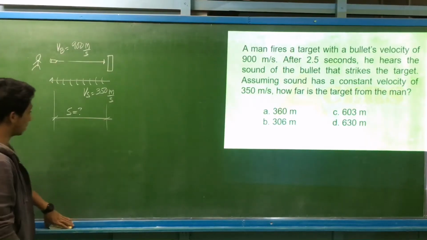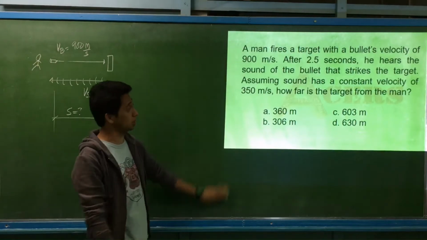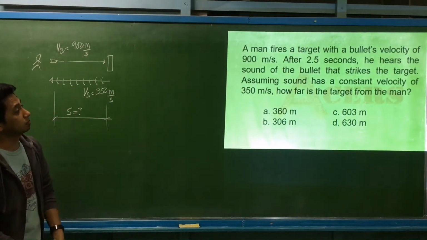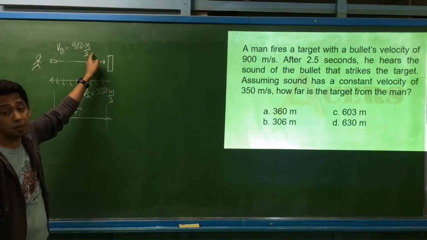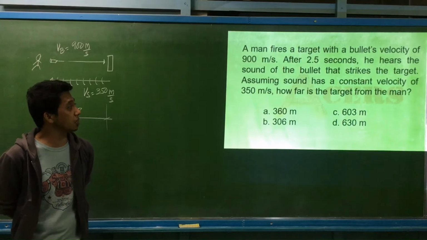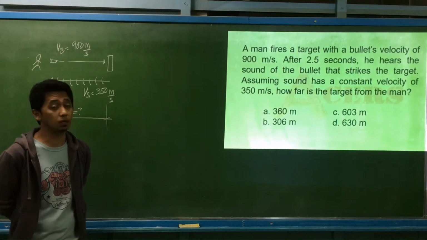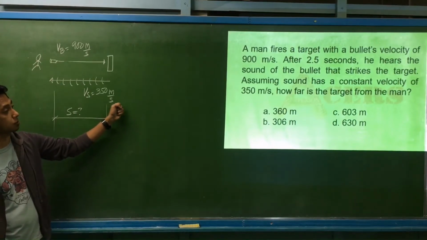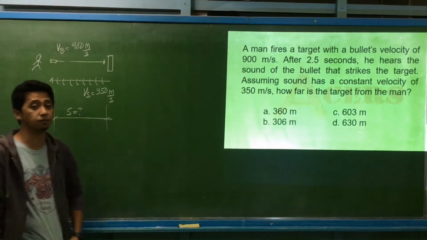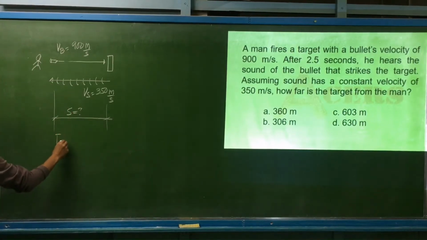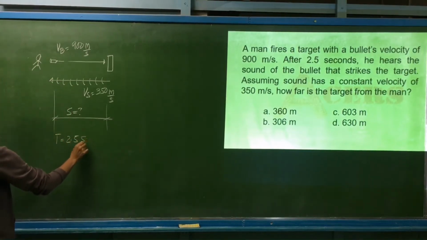Alright, let's have this example. This is a past board, CE November 2010. A man fires a target with a bullet velocity of 900 meters per second. After 2.5 seconds, he hears the sound of the bullet striking the target. Assuming sound has a constant velocity of 350 meters per second, how far is the target from the man? As you can see, we have a time given: time is equal to 2.5 seconds.